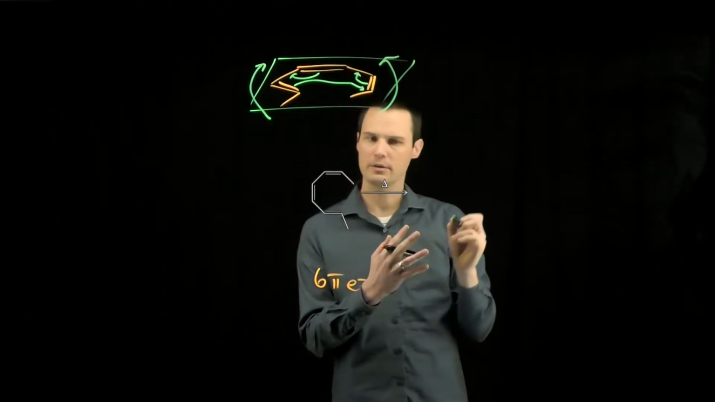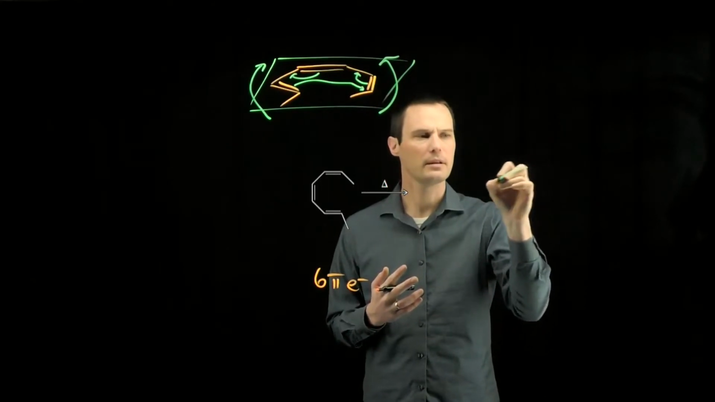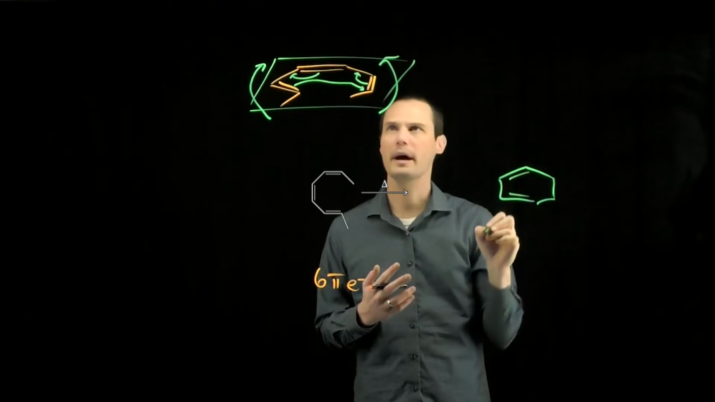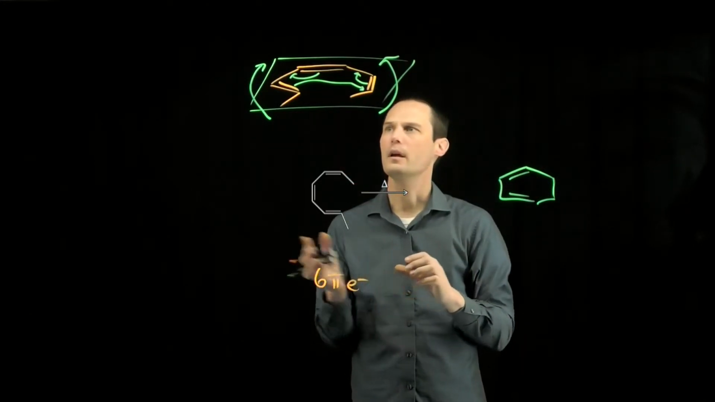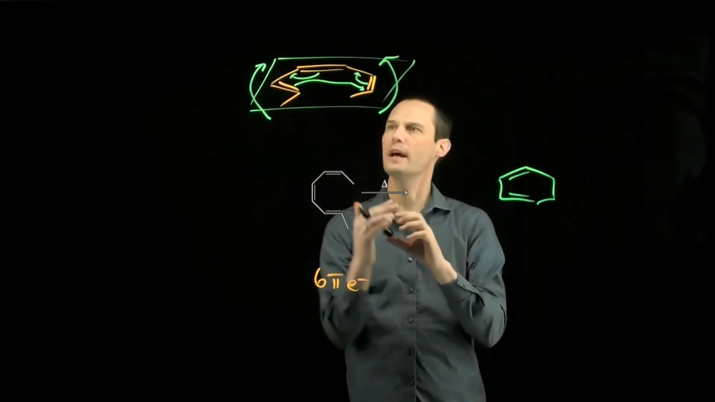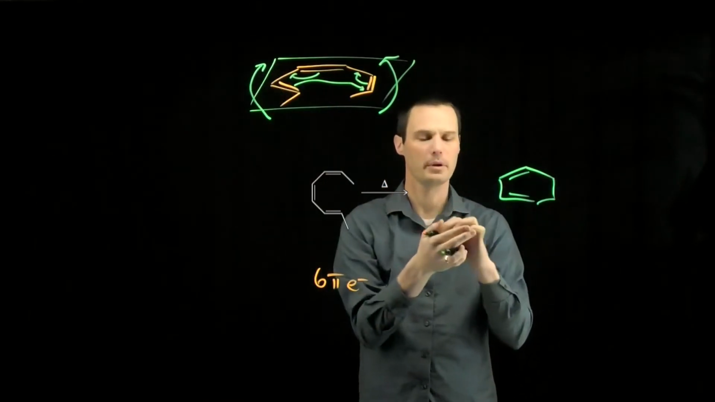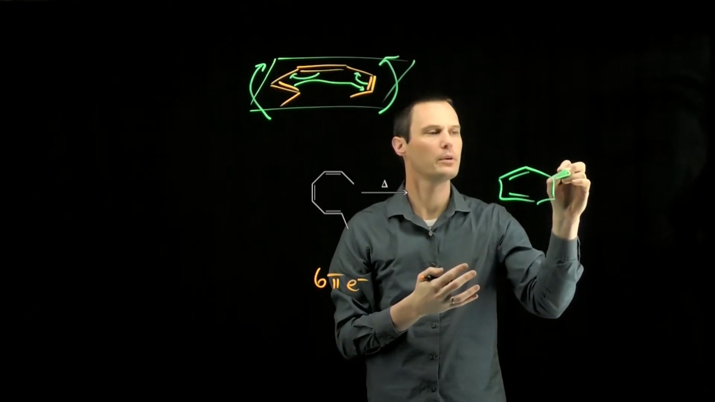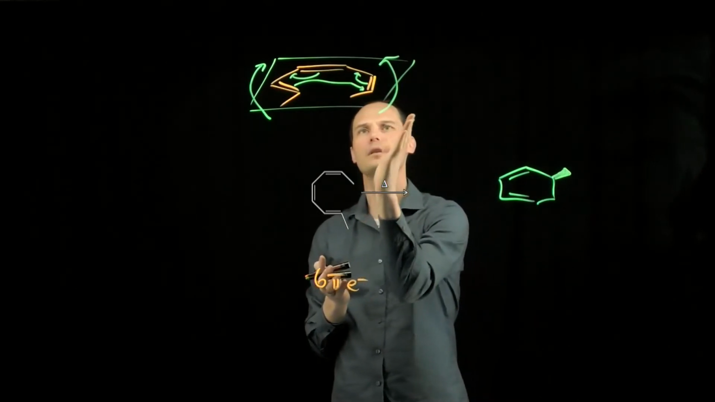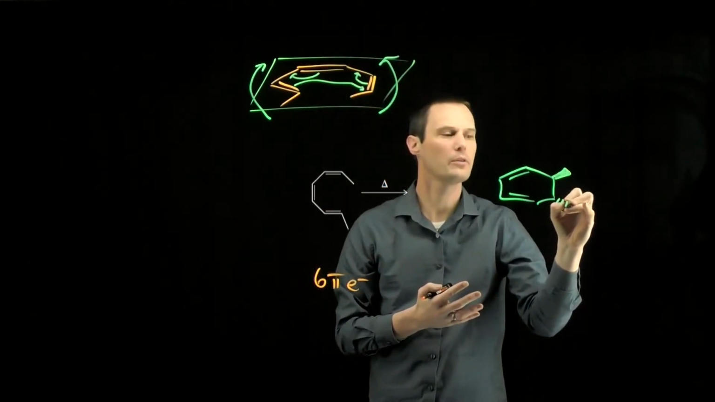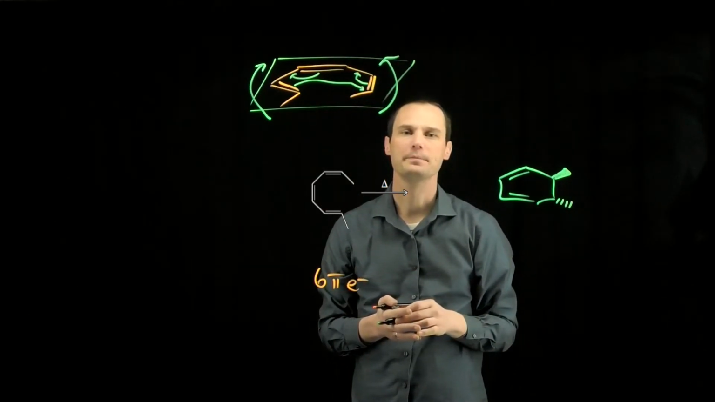That means our product will be a cyclohexadiene, a 6-carbon ring with our 2 pi bonds in the middle. And when this side rotates in the clockwise direction, that takes this methyl group and rotates it up. So we'll have 1 methyl group on a wedge. And when this other carbon rotates in the counterclockwise direction, it rotates this methyl group down. And so our other methyl group will be on a dash.